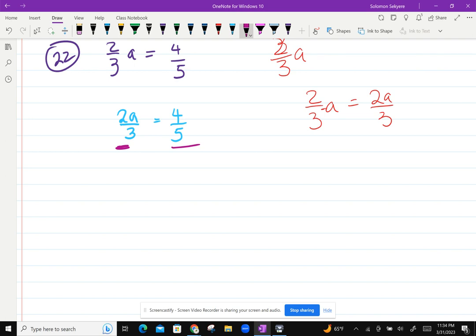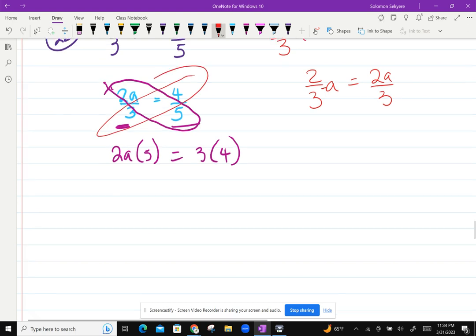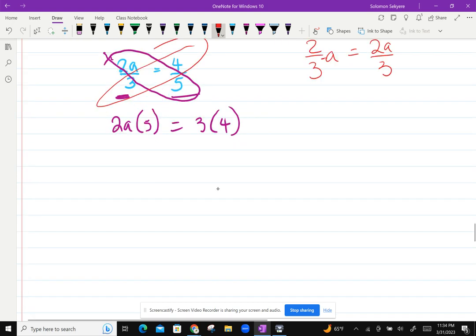Which portion are you going to do first? Going to do the portion that contains our variable. So it's 2A times 5 is equal to 3 times 4. Cross multiply, right? Okay. This is 2 times 5 is 10. So it's 10A is equal to 12.